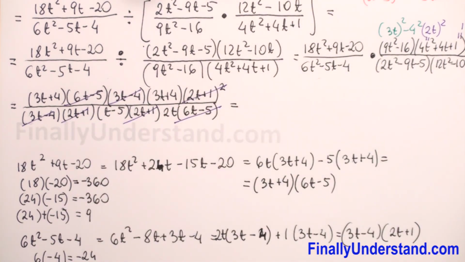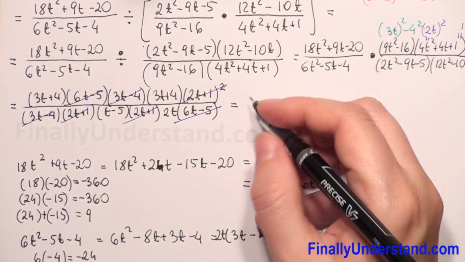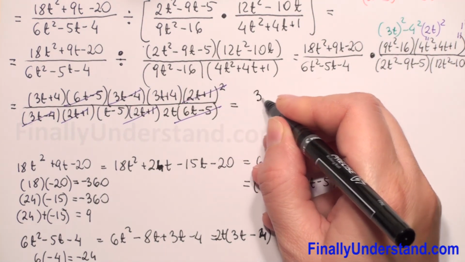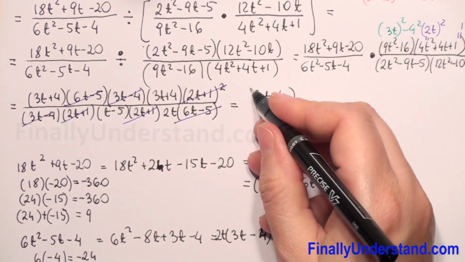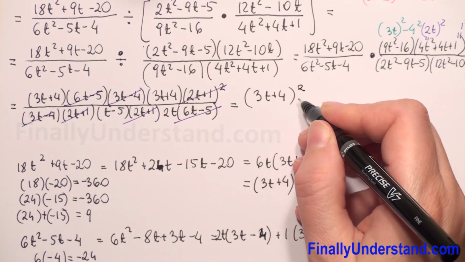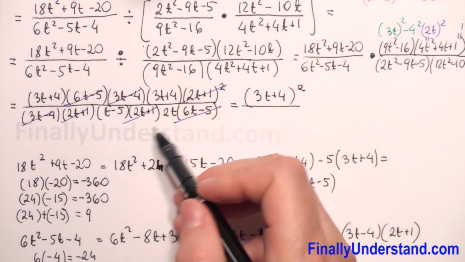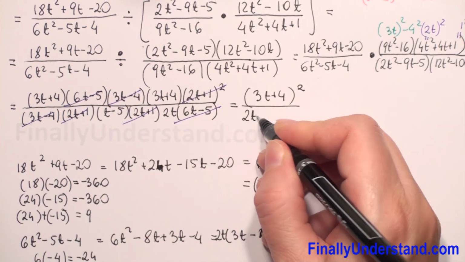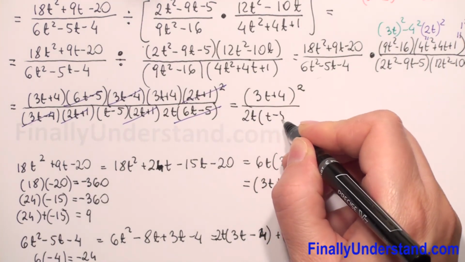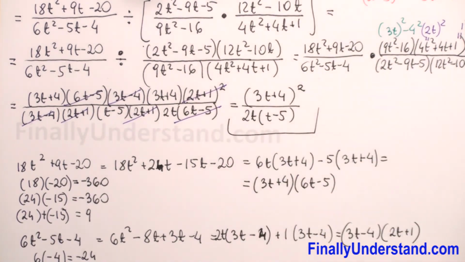And now we have in the numerator 3t plus 4 times 3t plus 4, so this is 3t plus 4 to the second power, over, we have t minus 5 times 2t, so 2t I will put first, times t minus 5. This is my solution.